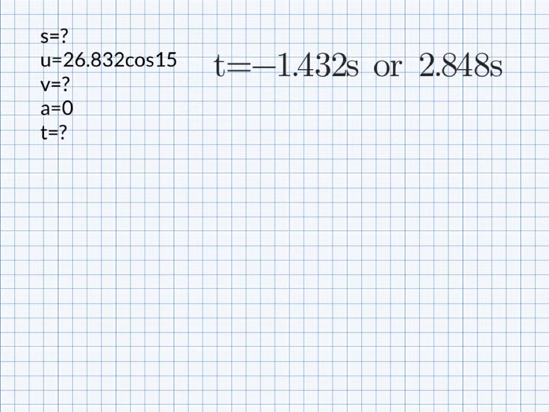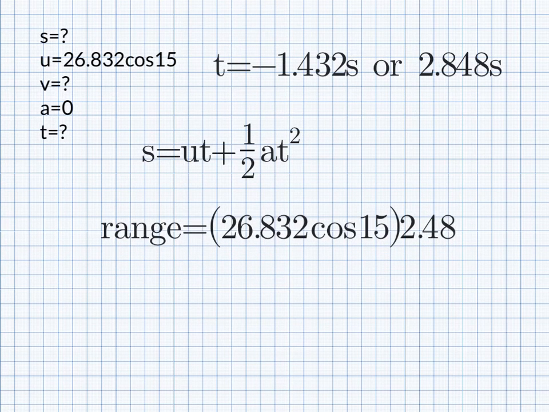So now that we have our time, we can consider just the horizontal component, and obviously we're going to use only the positive value of time here, otherwise it wouldn't make sense in the physics world. And as we've got to find S, we're going to bring in our favourite equation again, s equals ut plus a half at squared. Now the rightmost part here is going to be equal to 0 because a equals 0, which means although it looks mean, it's just simple numbers. Our range is going to be 26.832 cos 15, all multiplied by 2.848. And this should give us a range of 73.81 meters. This is the end of the problem.